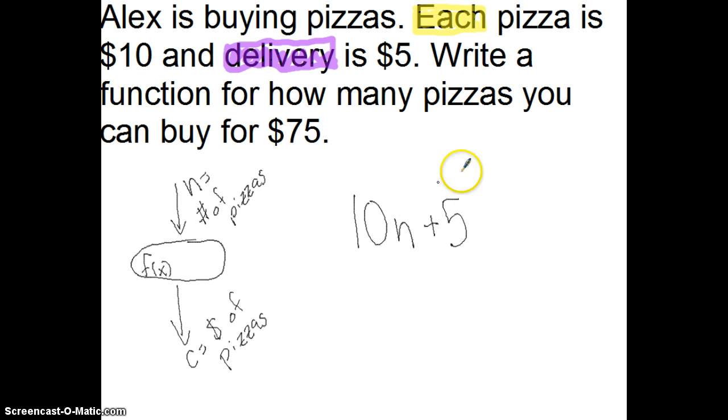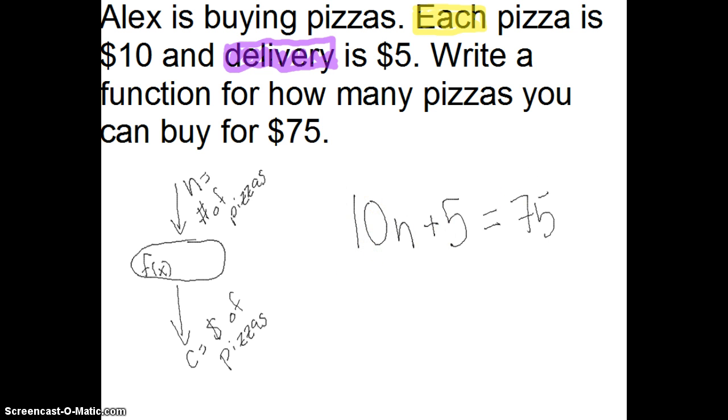Now remember that you only pay the delivery cost once. So you don't multiply the delivery cost. You multiply the pizzas: 10 times the number of pizzas, not 10 times the delivery cost. That equals the cost of the pizzas, and the cost of the pizzas, the output here, is $75. Okay, and that's it. So it's 10 times the number of pizzas plus $5.